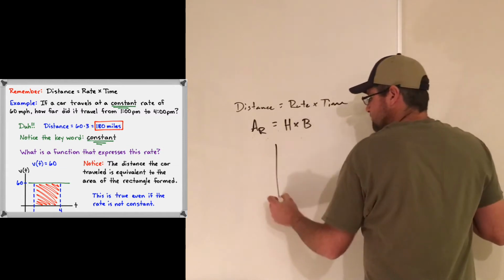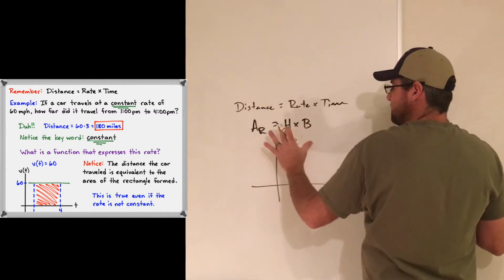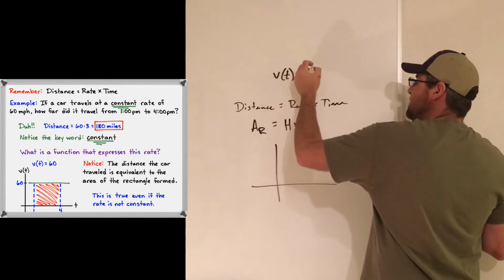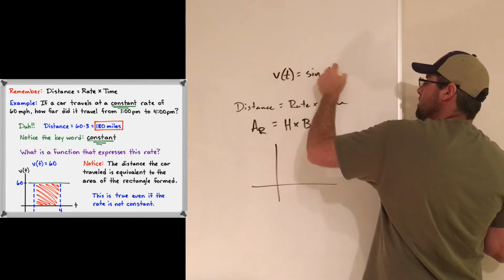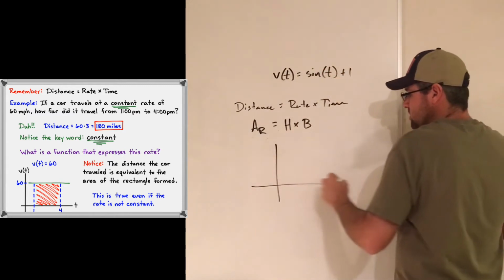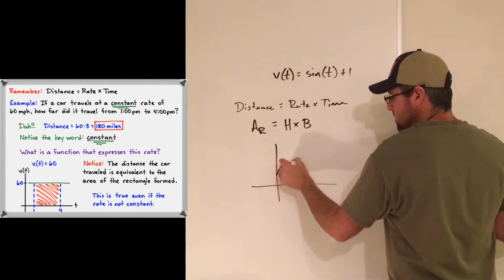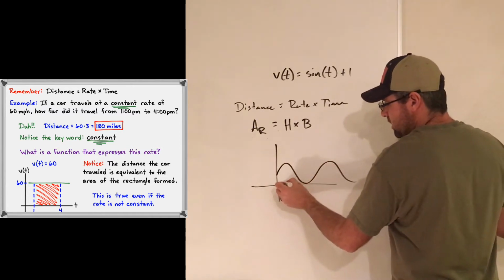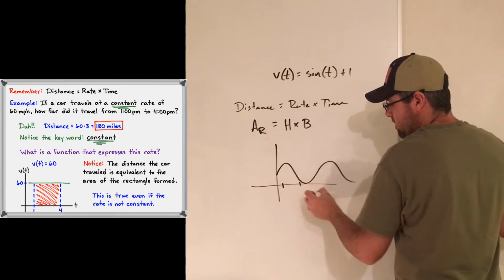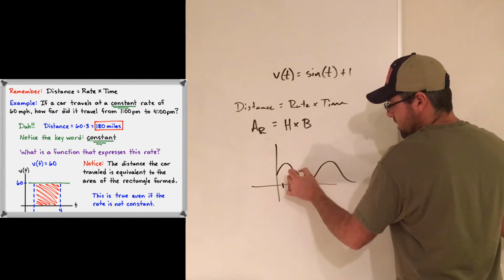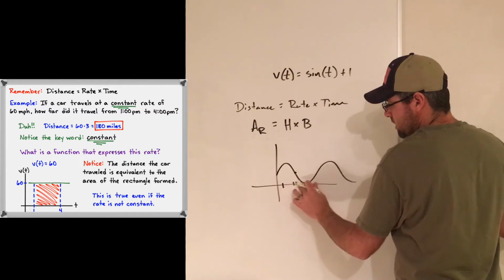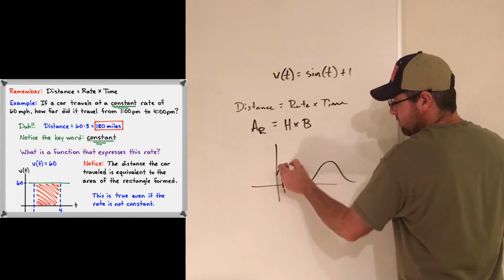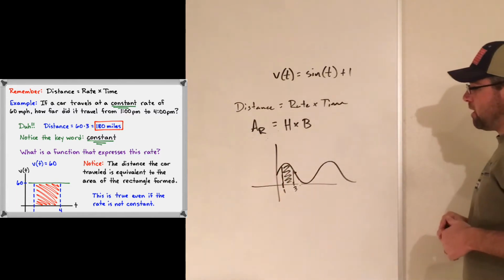The idea is this. In our case, velocity was equal to 60, but let's just say velocity is variable. Let's say velocity is equal to sine of t plus 1. Well, sine of t plus 1 is going to look something like this, right? And if we go from 1 to 3, because that's pi there, 1 to 3 would be more like that, okay? We would be finding the area bounded from 1 to 3, the area under that curve, essentially.